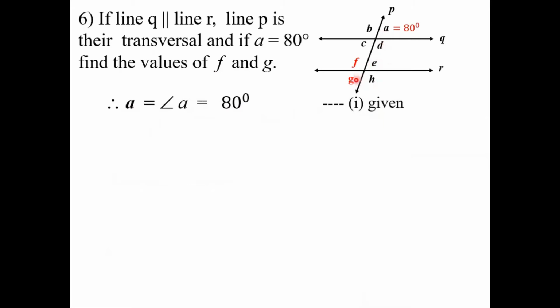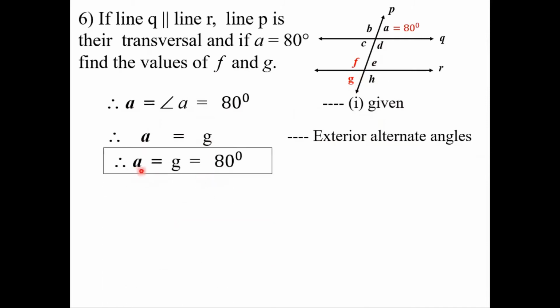Next, angle A and angle G are equal because they are exterior alternate angles, and alternate angles are congruent. So A equals G, reason: exterior alternate angles. You can write it symbolically as A and G, or you can also write angle A and angle G, depending upon your writing style. So angle A equals angle G, and that is equal to 80 degrees. So within the third line, we can get an answer over here.